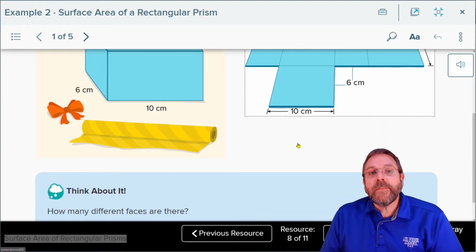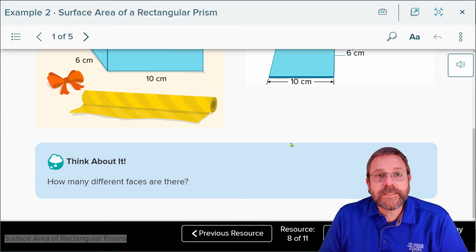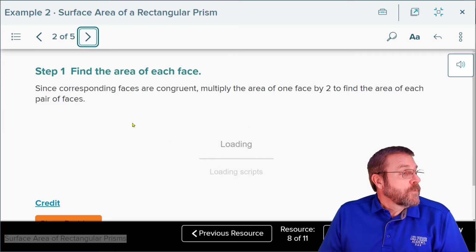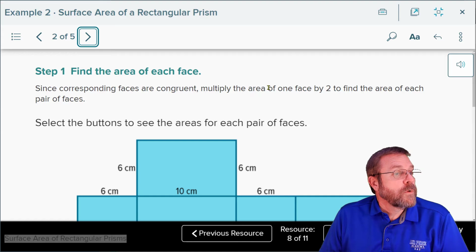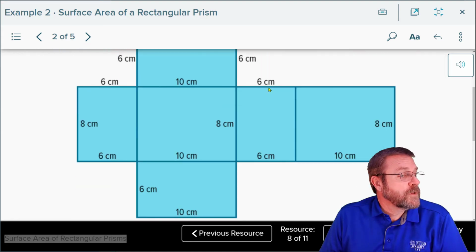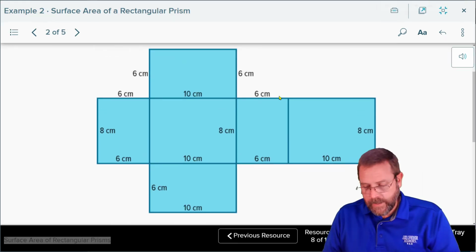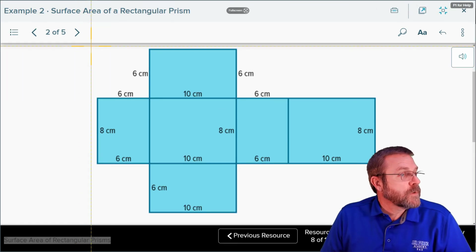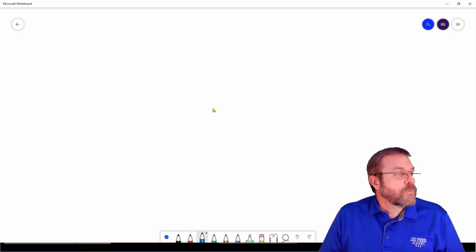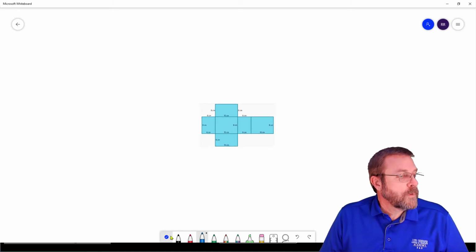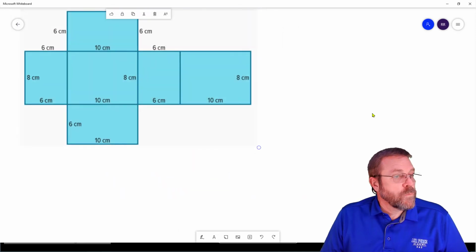So in order to find the total surface area, what we have to do is find the area of each one of those sides. Working through it, since the corresponding faces are congruent, we can multiply the area of one face by 2 to find the area of each of the pairs. I don't really like that, so instead, let's take a screenshot of that and work it out together. So I'm going to get my screenshot, throw it down on my paper right here, make it a little bigger so we can see something to work with, and then we're just going to start working through this.